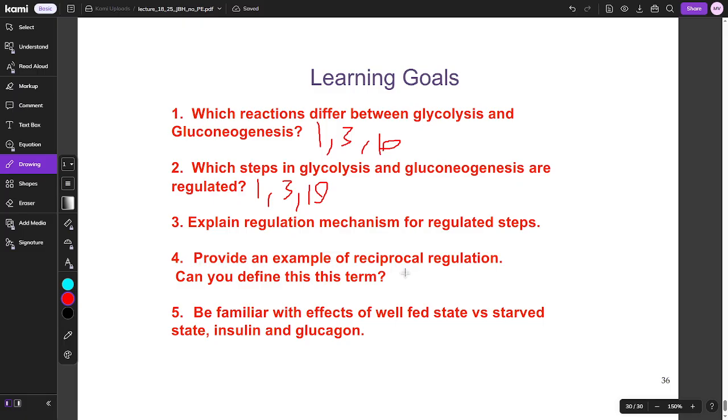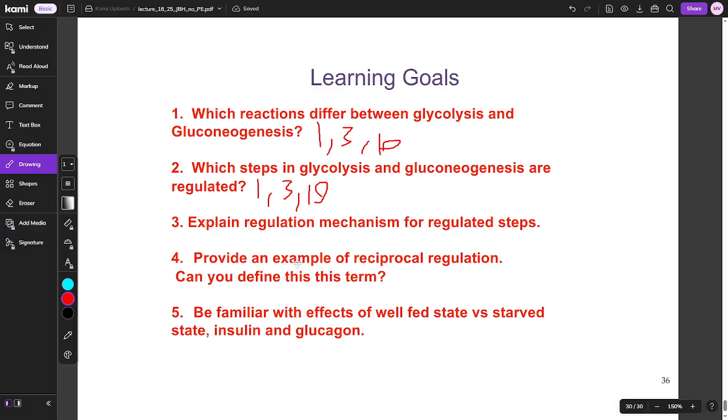And reciprocal regulation is this idea that one molecule has opposite effects on different enzymes. So if we think about fructose 2,6-bisphosphatase and PFK2, those are enzymes that are kind of combined together, and we think about how that's regulated.